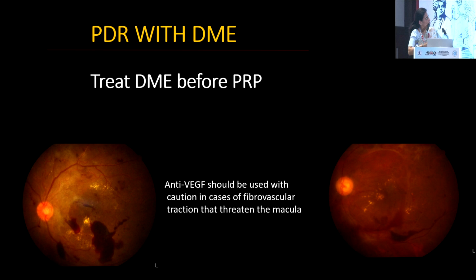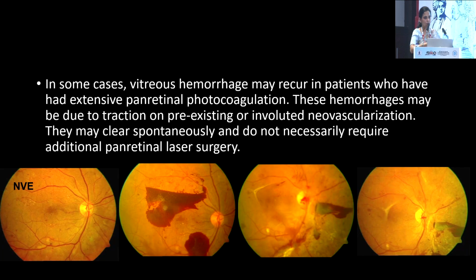Again, like I mentioned, always treat macular edema before you do any PRP, and anti-VEGFs should be used with caution in cases of fibrovascular traction that threaten the macula. So this is something that you should be very careful about. If there's any fibrovascular traction near the macula, do not give anti-VEGFs.